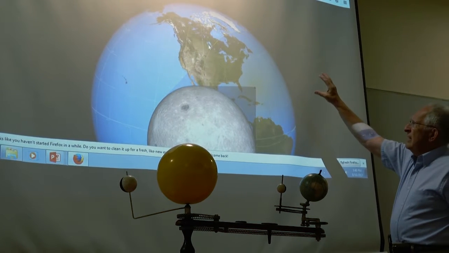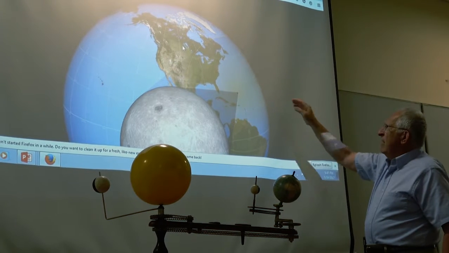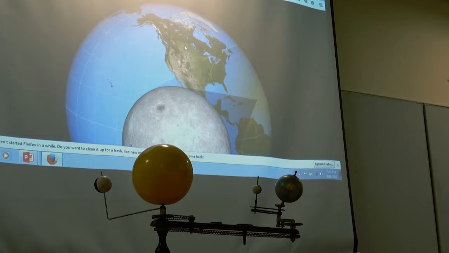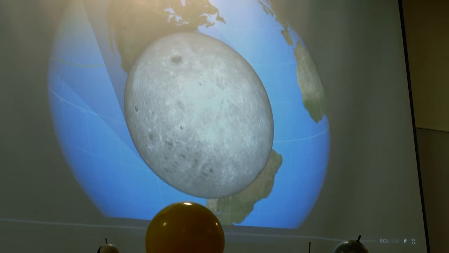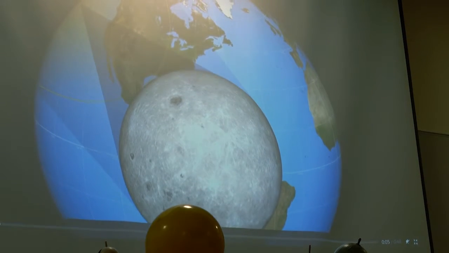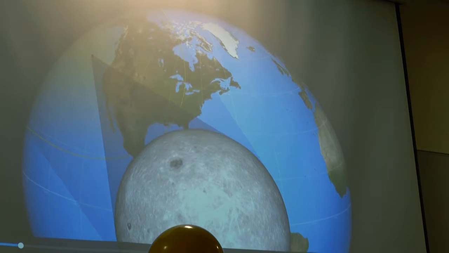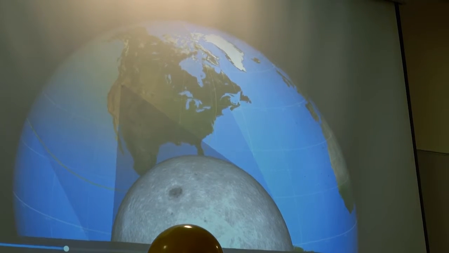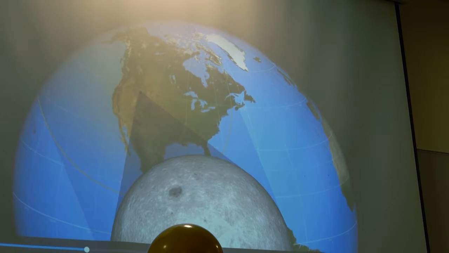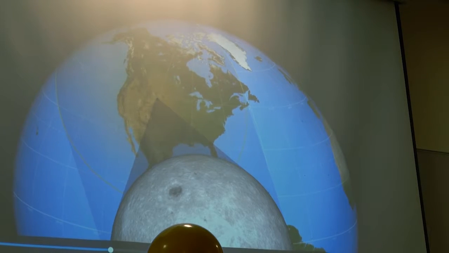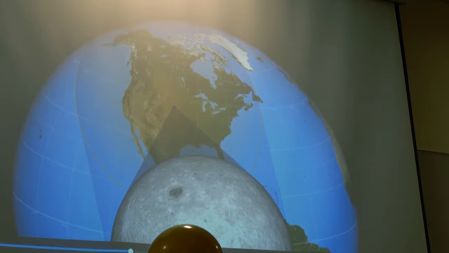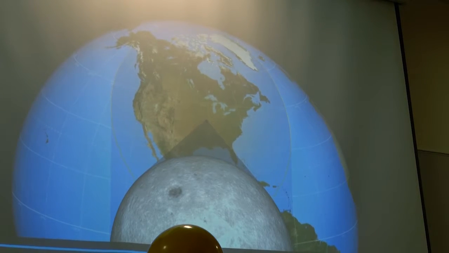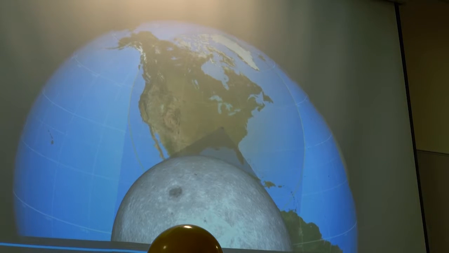A little bit of the British Isles and a little bit of Western Europe is going to be able to see this. And this occurrence is going to take 90 minutes to go from Oregon all the way across to South Carolina. 90 minutes to travel across the continent. And so this is the first eclipse since 1918 that crossed the continent in a more or less east to west direction.